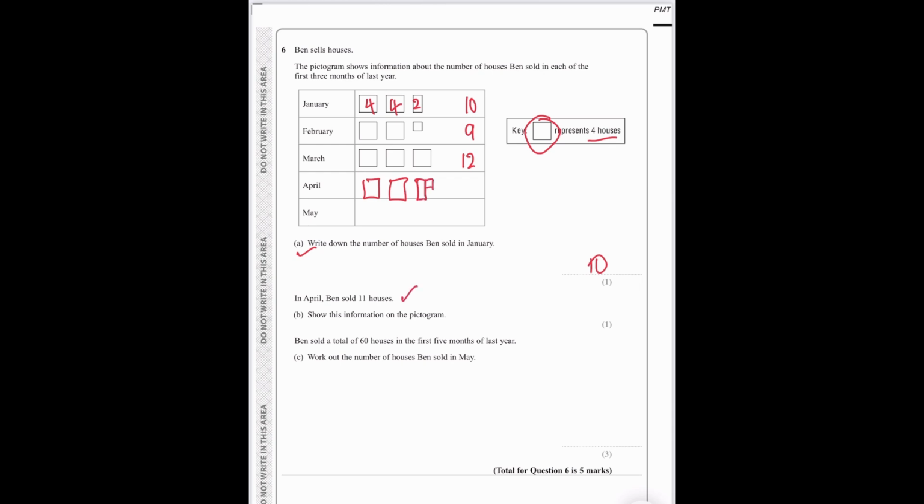In April, Ben sold 11 houses, so that's going to be 4, 8, 9, 10, 11. Show this information on the pictogram. Ben sold a total of 60 houses in his first 5 months of last year. Work out the number of houses Ben sold in May. So in January, that was 10. In February, it was 9. In March, it was 12. And in April it was 11, so that makes 42. So 60 take away 42 gives us 18.